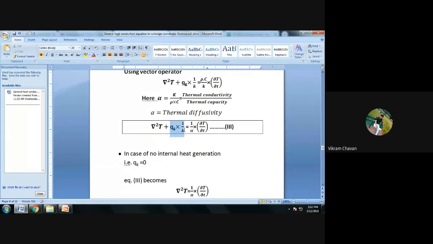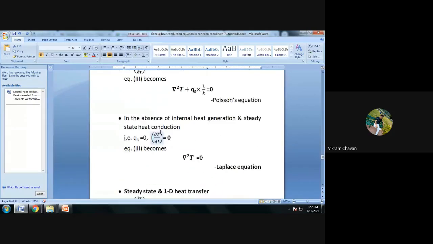When these two conditions are applied on equation number 3, the second term, that is Qg is equal to 0, becomes 0, and once again the last term, that is ∂T/∂t, is 0, so this last term also becomes a 0 term. So we will get the equation as del square T is equal to 0.